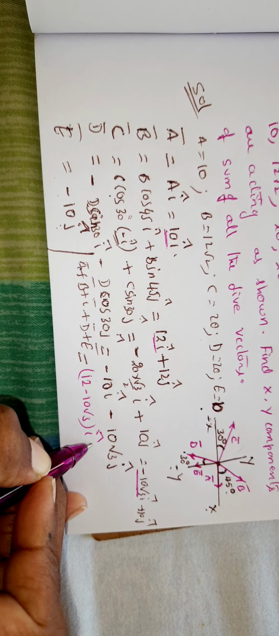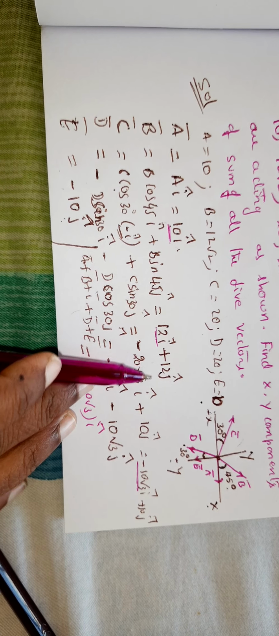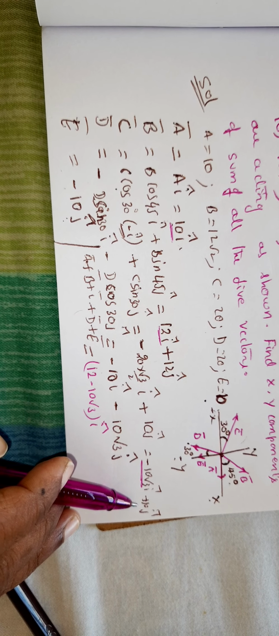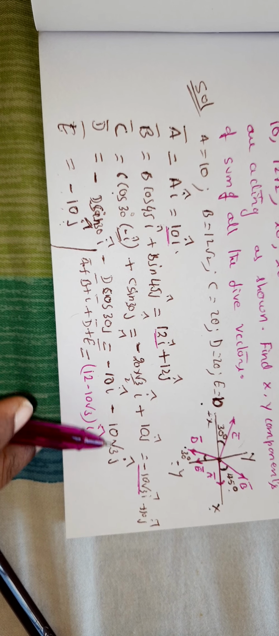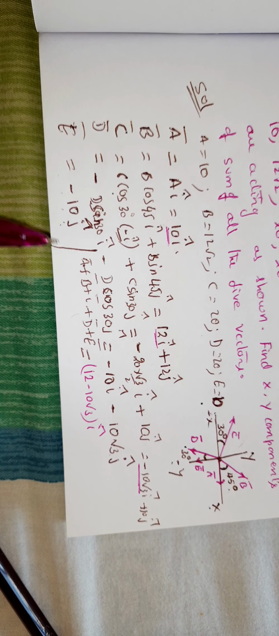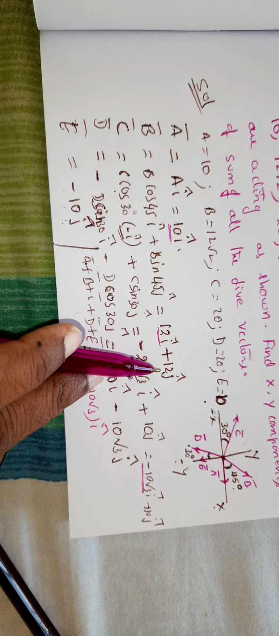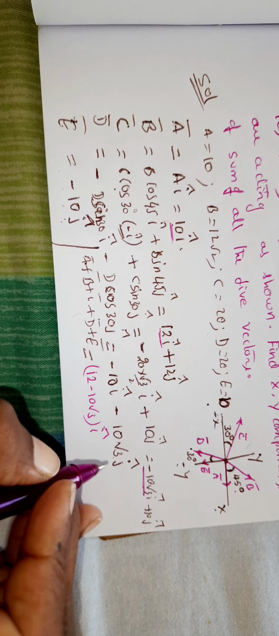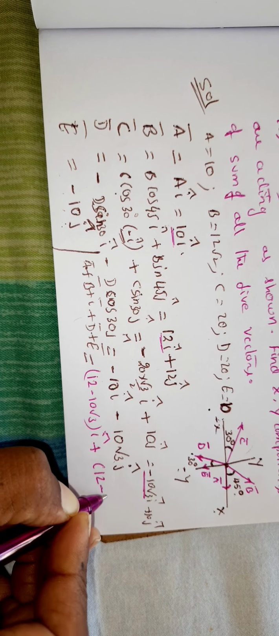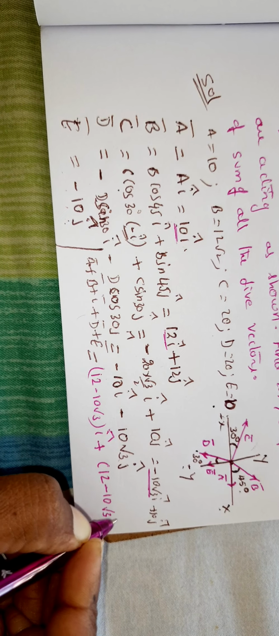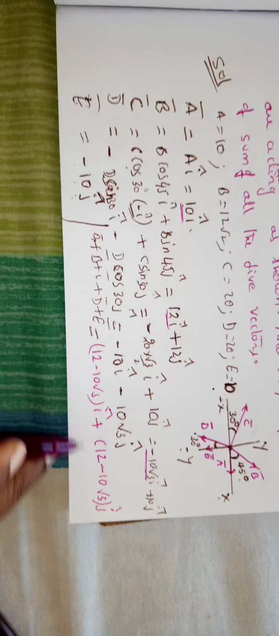Right, now let me see the j values. Plus 12 j plus 10 j, right, minus 10 j and minus 10 root 3 j. So minus 10 j plus 10 j, these two will get cancelled. You are left with plus 12 j minus 10 root 3 j. So plus of 12 minus 10 root 3 taking j common. Very good. Beautiful. We got the vector.